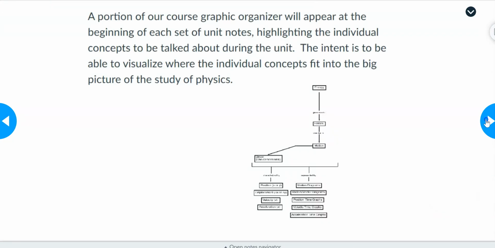So what we'll always see at the beginning of our discussions is that a portion of the course graphic organizer will appear at the beginning of the set of notes, highlighting the individual concepts to be talked about. The intent is to be able to visualize where the individual concepts fit into the big picture study of physics.